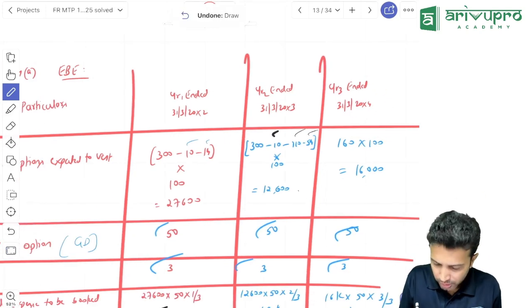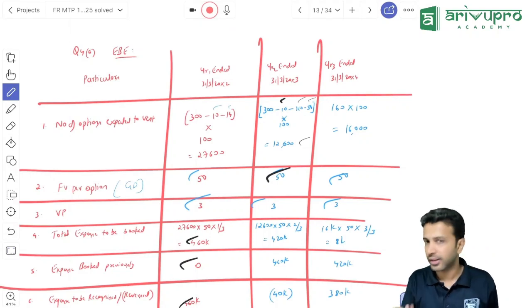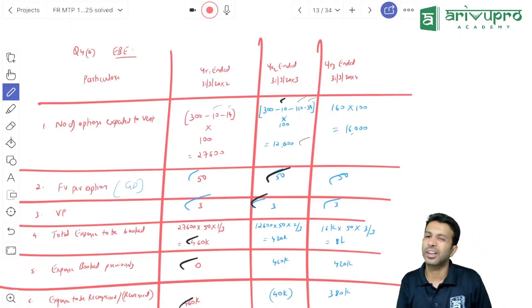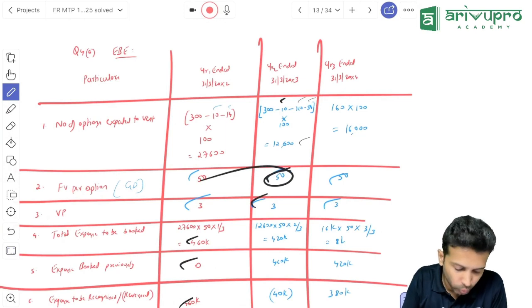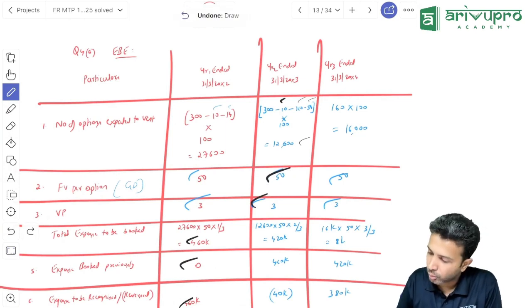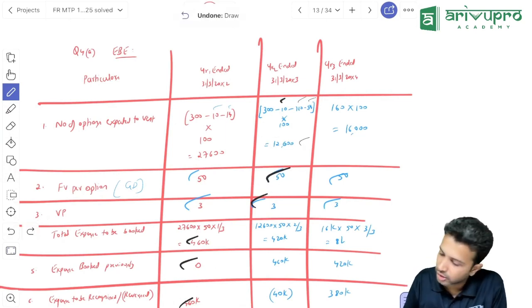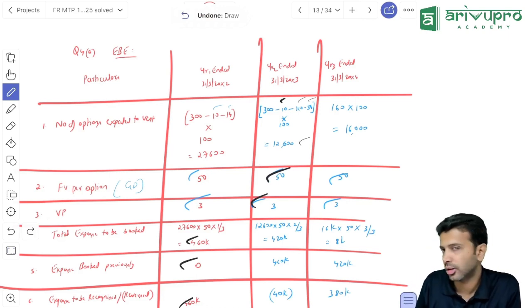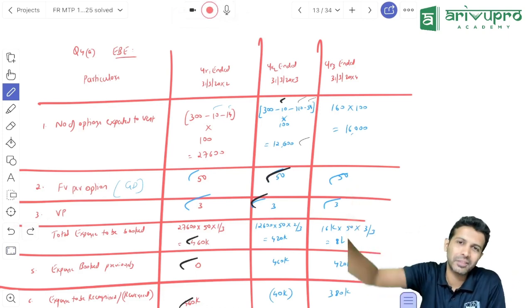The loss on one share is 50. The fair value of the option and the vesting period are still the same. So what will the expense be? The loss on one option is 50, and we have 12,600 options. If you multiply, you'll get the total loss to be 6,30,000. This has to be booked over the vesting period. The vesting period is 3 years.